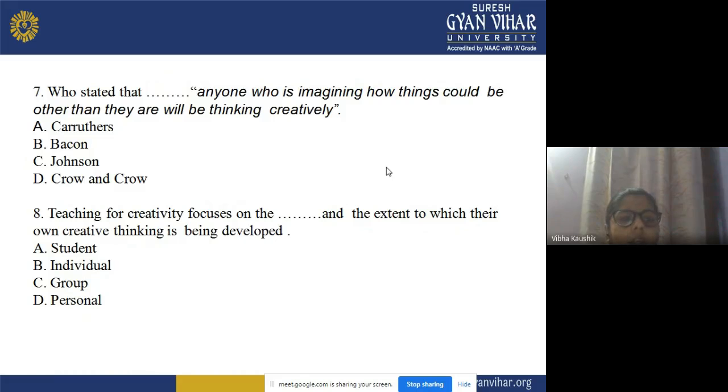Seventh: who stated that anyone who is imagining how things could be other than they are is thinking creatively? A, Caterus; B, Bacon; C, Jackson; D, Crow and Crow. So the correct answer is A. Teaching for creativity focuses on the dash and the extent to which their own creative thinking is being developed. A, student; B, individual; C, group; D, personal. So teaching for creativity focuses on the students.